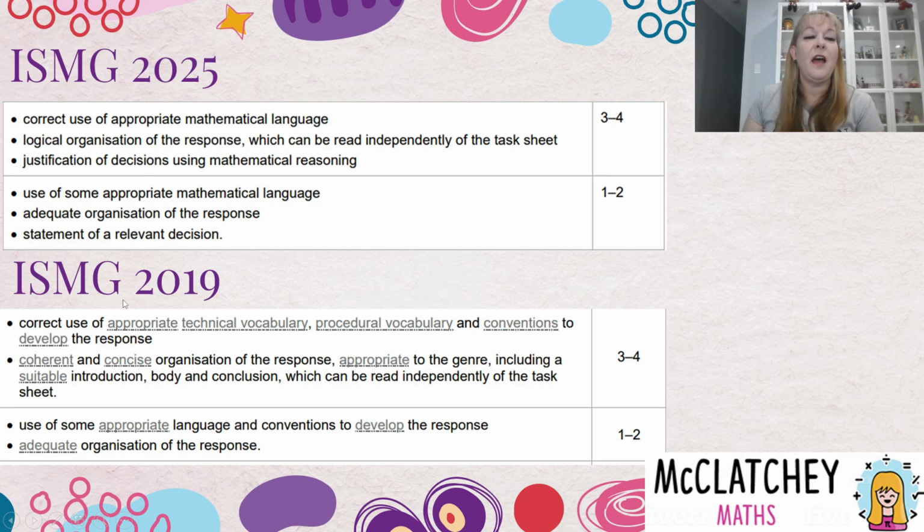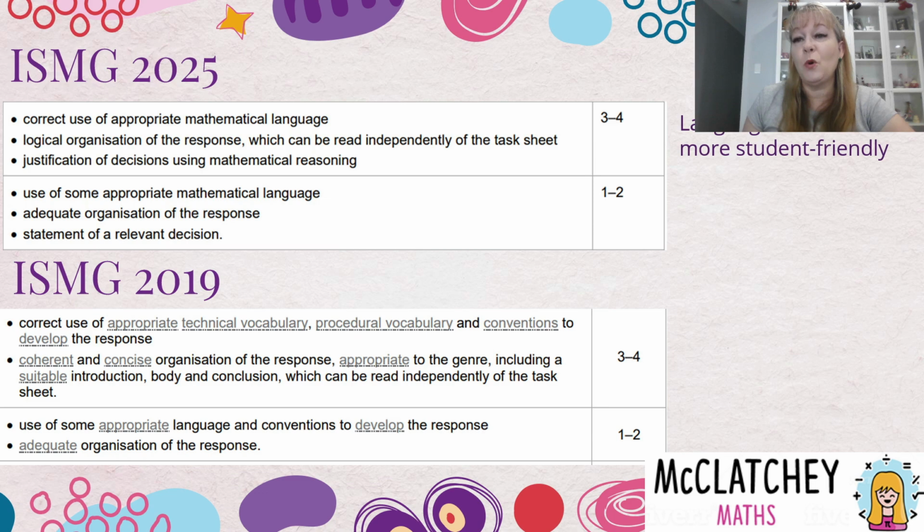Okay, before we were focused on appropriate technical vocabulary, procedural vocabulary, and conventions. Whereas now it's all about the mathematical language. Okay, we're not going to talk today about the logical organisation of the response. We actually did that in our first video when I was talking about how to set the assignment up. So we kind of split communication that way, because a lot of kids just want to know, how do I get this thing started? Our next video that we're going to do is going to be on this justification of decisions. That wasn't in the 2019 part for communicate. It was actually part of evaluate, and it's now been moved into communicate.